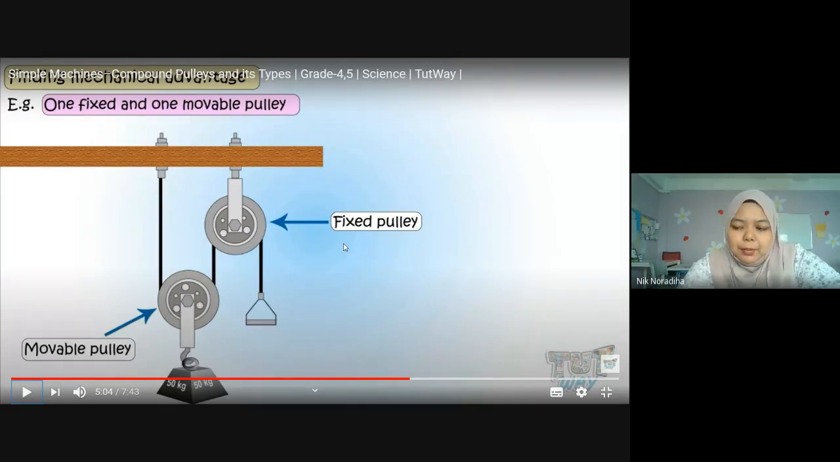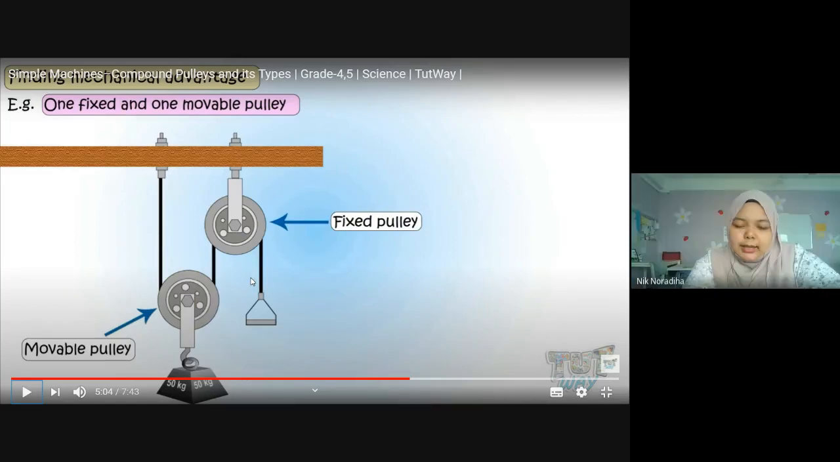In your book, in your syllabus, you will learn it as compound pulley. But in this video, they call it by the other name. But it's okay. They are the same thing. This one is the compound pulley. So remember, teacher hopes that by the end of our science class today, when you look at two pulleys together, you will be able to say, oh, Teacher Diha said if there is more than one pulley, the name of it is compound pulley.